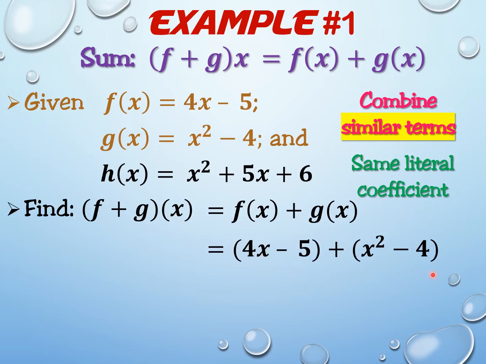So what would be the answer, guys? Okay, correct. So our final answer will be x squared plus 4x minus 9. So this is arranged in descending powers of x, from the exponent 2 to 1 and then 0. So I hope you got the answer correctly.